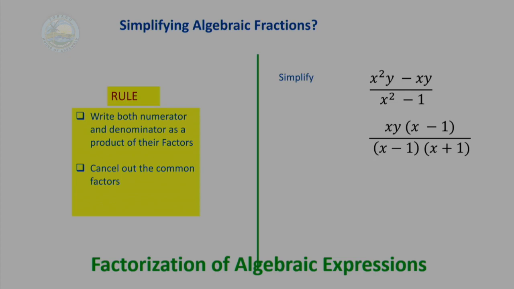Now that we have done that, we have written both numerator and denominator as a product of their factors. The next thing that we do is to cancel out the common factors. In my numerator and my denominator, what do we have that is common? Correct, that is right. x minus 1 is common. So we need to factor it out. We factor out the x minus 1 in the numerator and in the denominator. So it cancels out. Yeah? So this therefore becomes xy all upon x plus 1. And we have completely simplified this algebraic fraction.